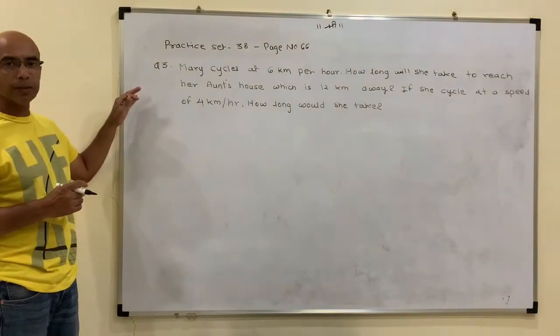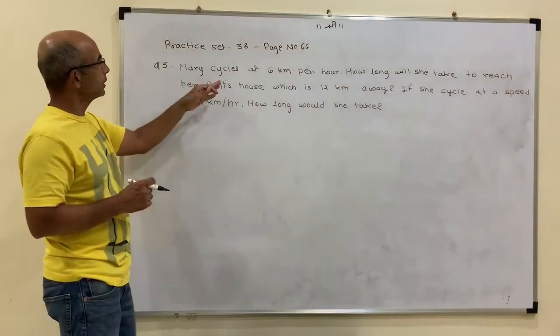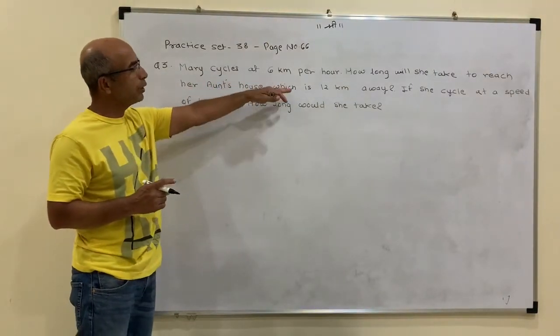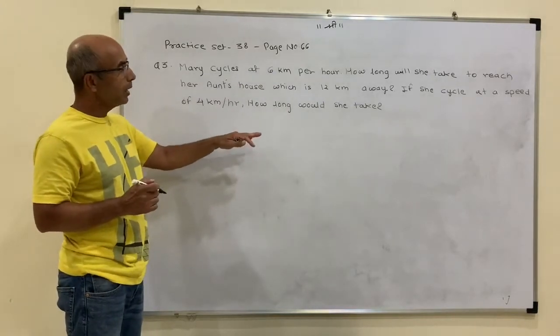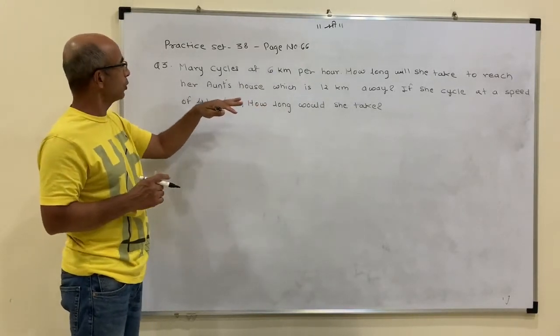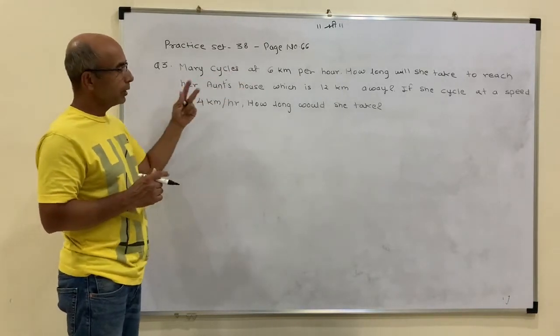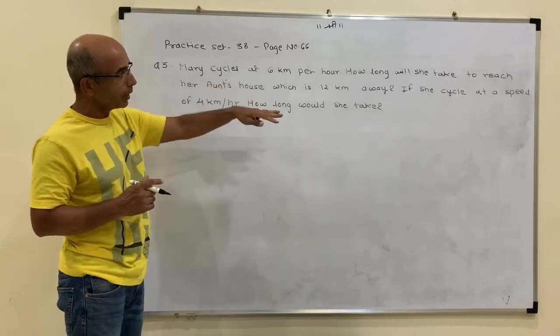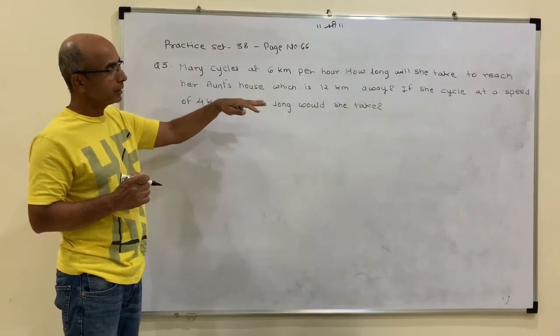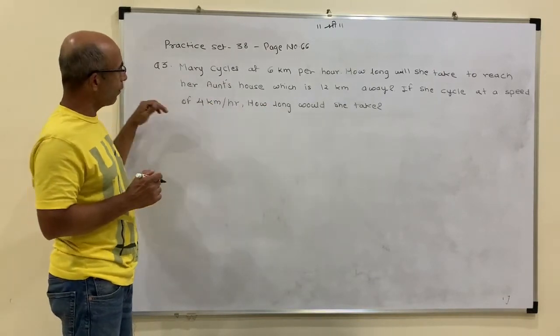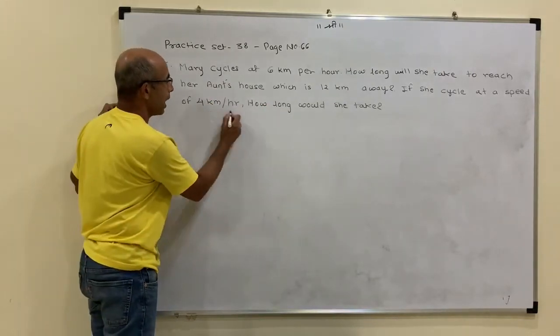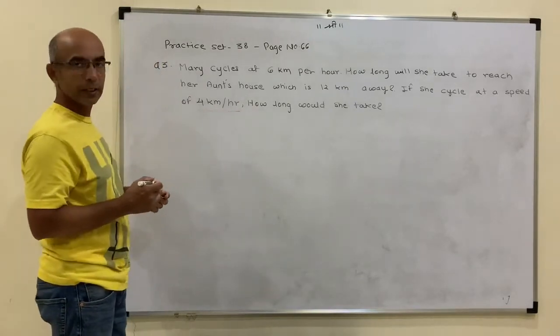The question number 3. Mary cycles at 6 kilometers per hour. How long will she take to reach her aunt's house, which is 12 kilometers away? Now, the second part of the question: if she cycles at a speed of 4 kilometers per hour, how long would she take?